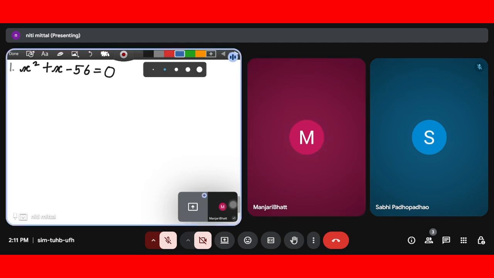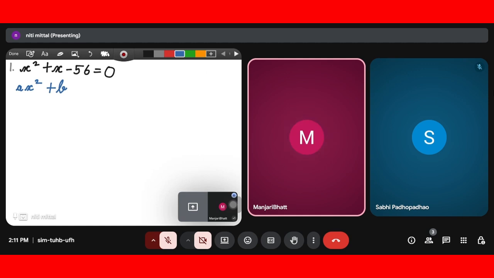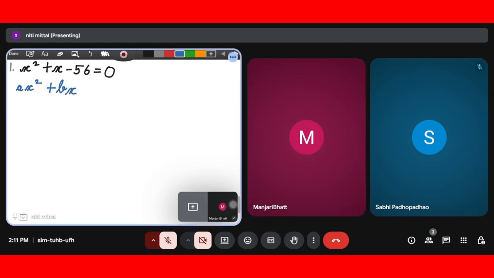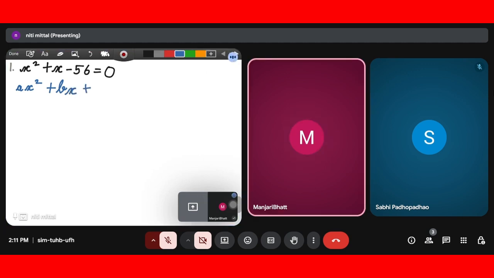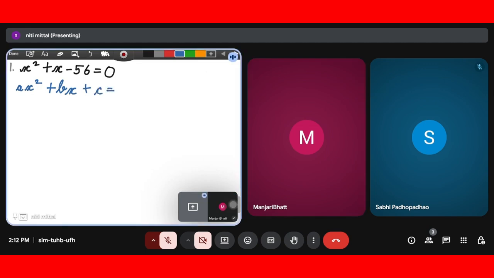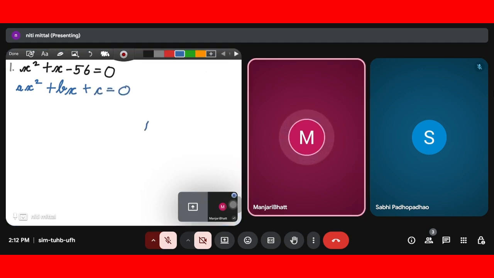Ma'am, first, I have to write like that, I guess. ax square plus bx plus c is equal to 0. Yeah, it's the standard quadratic equation.